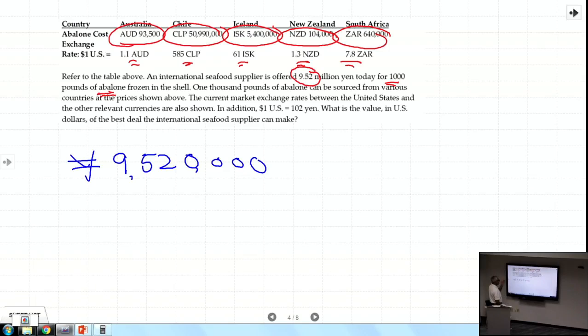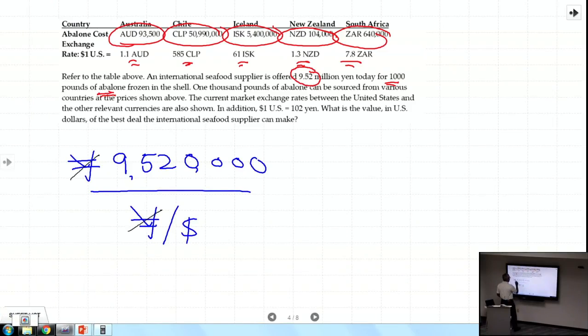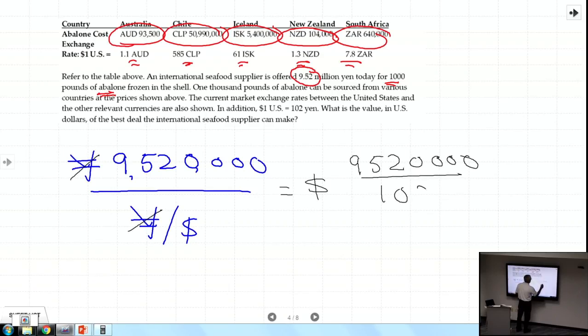So to convert yen into US dollar, I will divide this by yen per dollar. So again, like we did before, the math is pretty straightforward. The yen and yen cancel, leaving me with 1 over dollar. That will give me the dollar value, which would be 952,000 divided by 102. That will give me the dollar value of this deal.